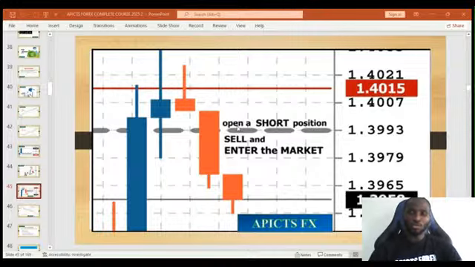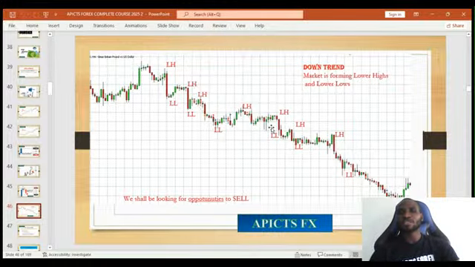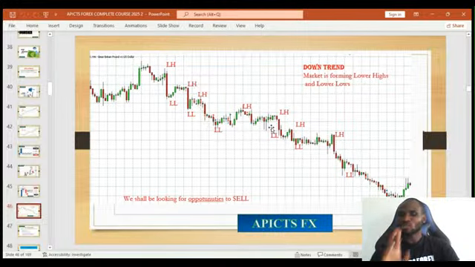As I said, when you open a short position, it means that you are selling. You want to sell the market. Don't forget, largely we are talking about market structures. Now this is a downtrend. We talked about what the uptrend is earlier. So in a downtrend, the market is forming lower highs and lower lows. In a downtrend, the market is forming lower highs and lower lows.